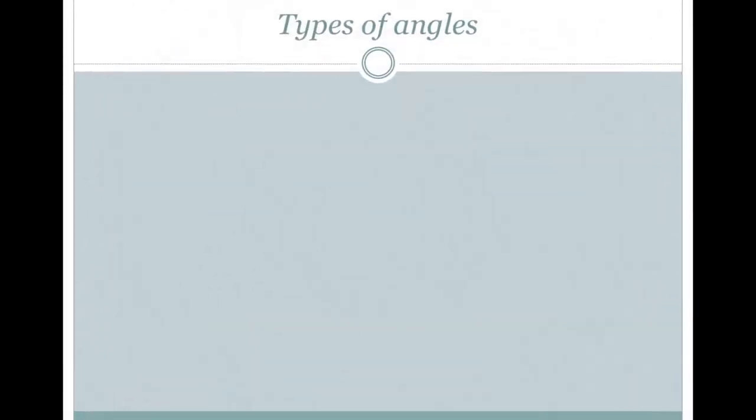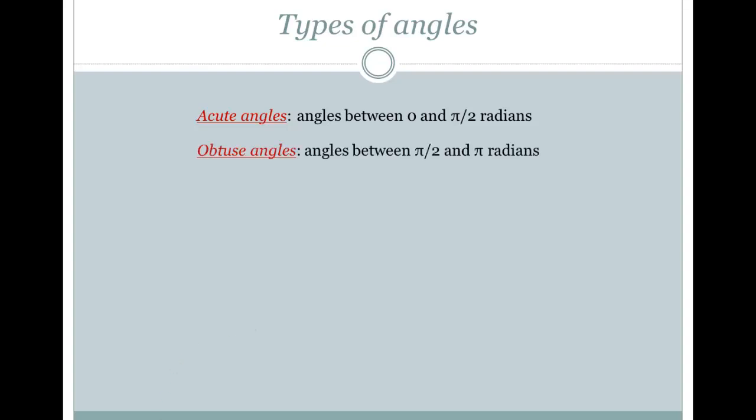Let's talk about some different types of angles. Acute angles are between 0 and pi over 2 radians. Obtuse angles are between pi over 2 and pi radians. Hopefully you know that pi over 2 is equal to 90 degrees, so this would be between 90 degrees and 180 degrees. But again, I want you to get in the habit of understanding radians.